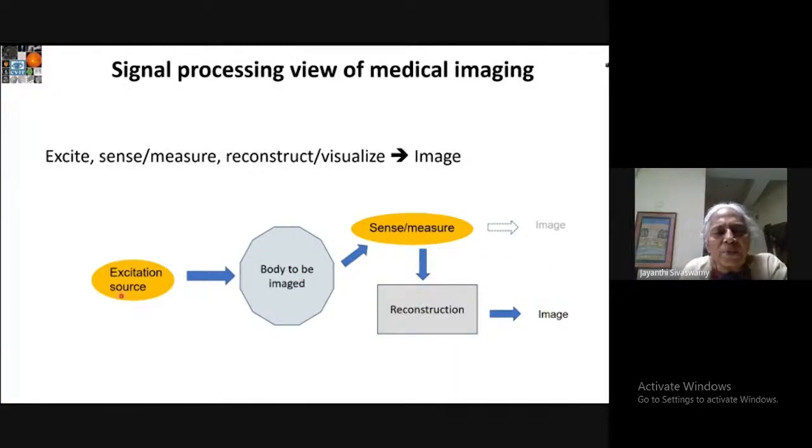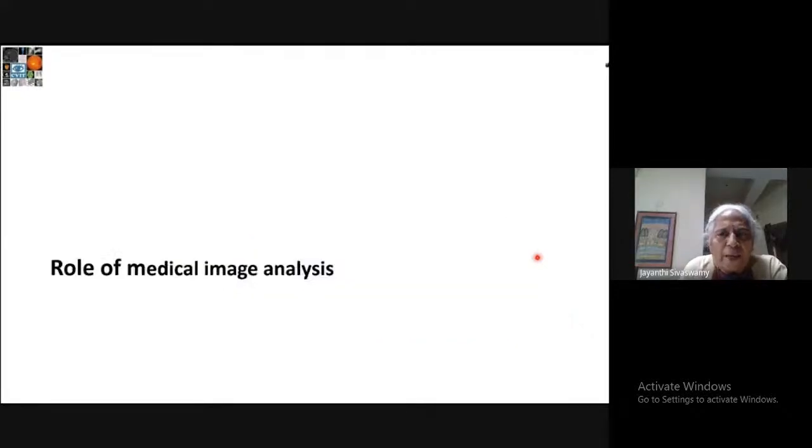Optical imaging is where this is my ambient light, this is the body, it reflects the ambient light, and there is a CCD array, and immediately I get an image. Whereas in ultrasound, I pump in ultrasound, and then I get back some reflected waves, and I reconstruct it as an image. So this is the basics of how images are formed in the medical domain.